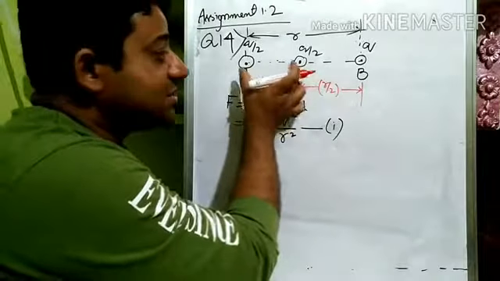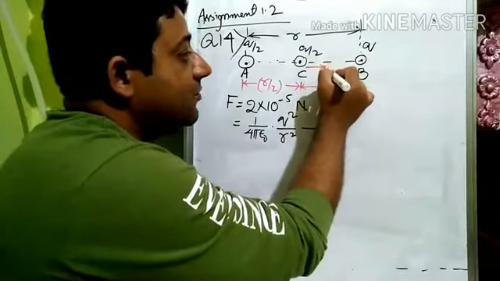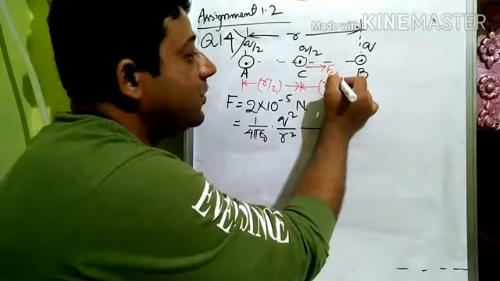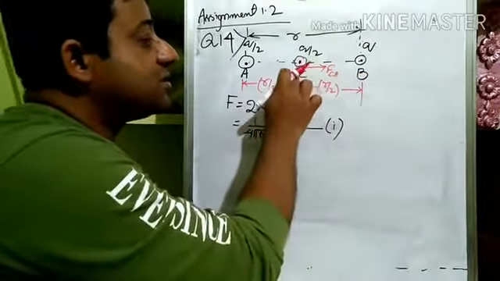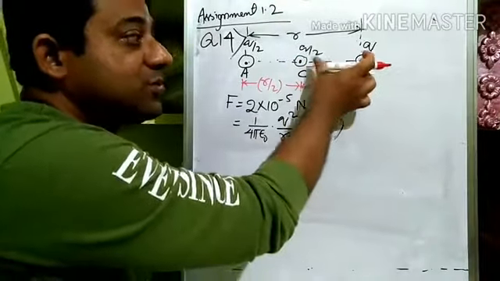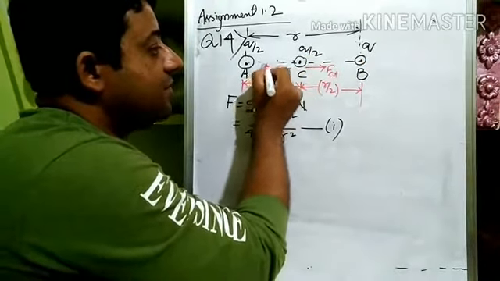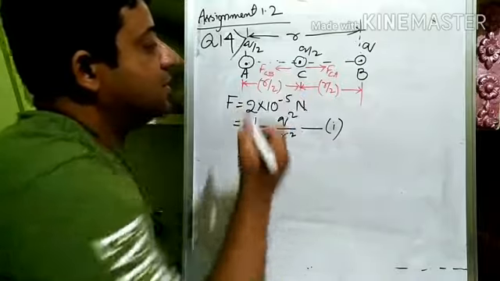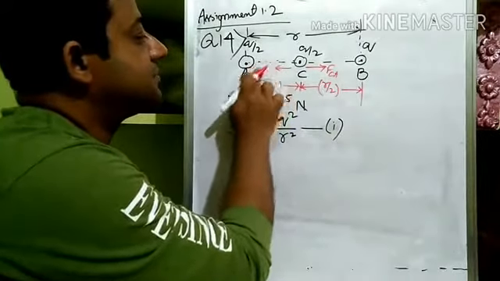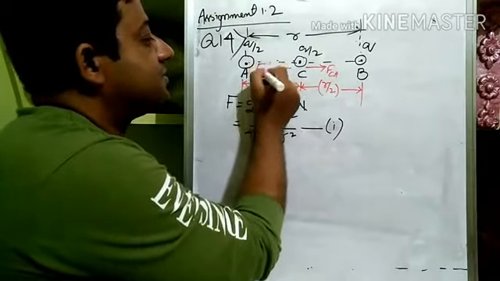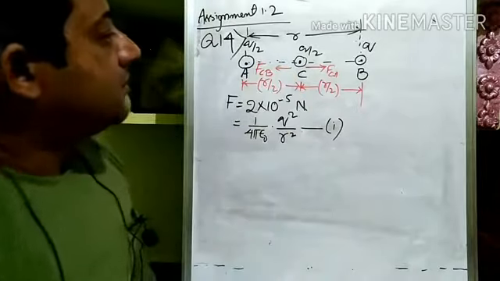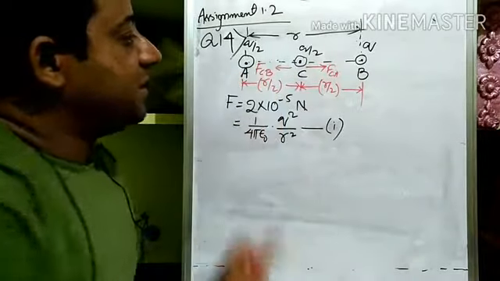Both are of the same nature, that's why it will be repulsive. Then there will be a force on C due to A, and there will be a force on C due to B also. That also will be repulsive because the nature of charge are alike. FCB, force on C due to B.